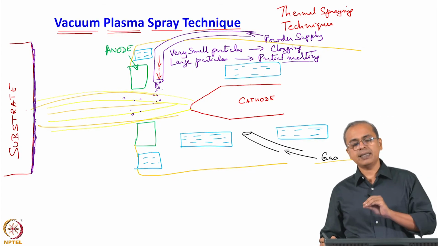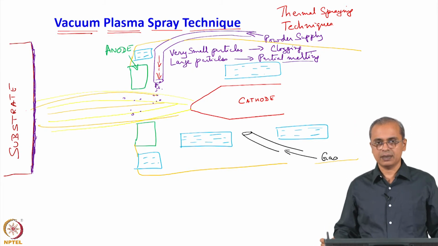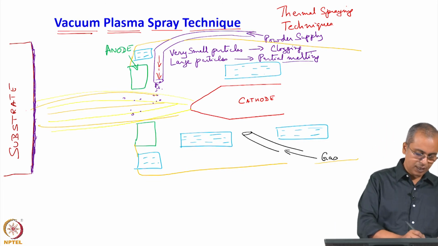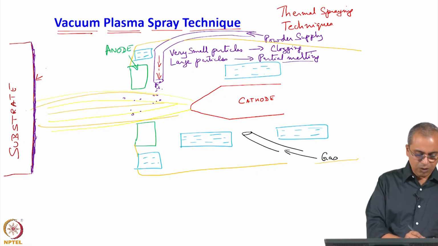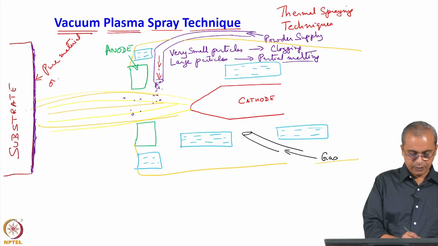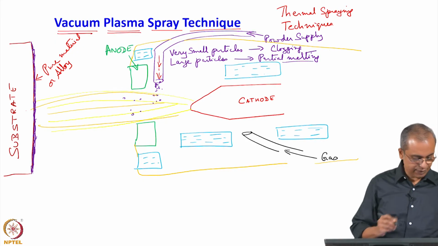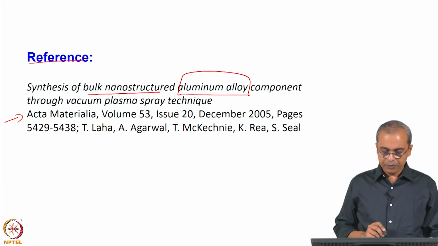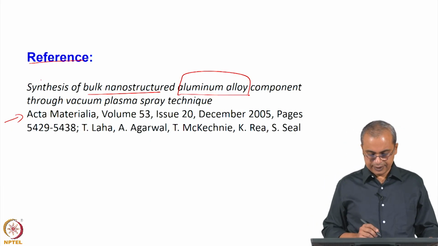So, that will melt and it will go and hit the substrate, and so here you will have the alloy. So, you can have a pure material or alloy. So, this can form here. So, what they have done is they have worked with an aluminum alloy and they are able to get bulk nanostructured samples out of it.